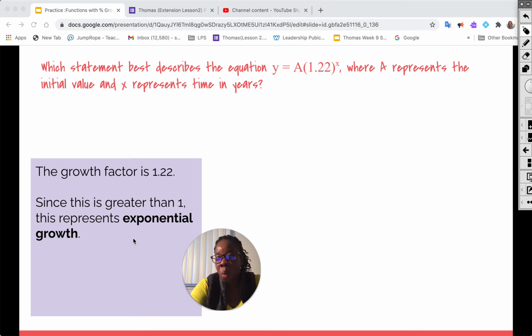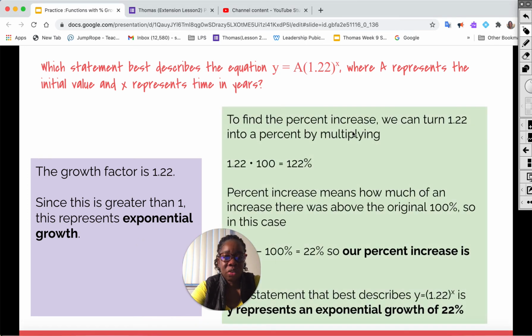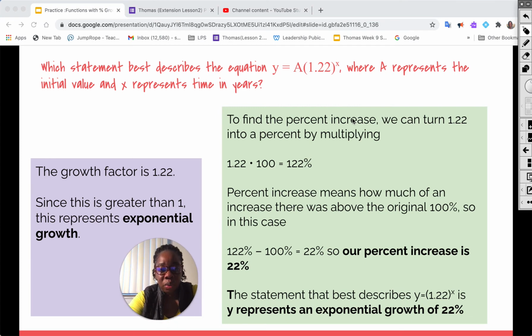We, however, want to figure out what is the percentage growth that is occurring. So in order to find percent growth, here's what we do. We're going to turn that 1.22 into a percent by multiplying by 100. And remember, we multiply by 100 because percent means 100. When we do that, we notice we're getting 122%.